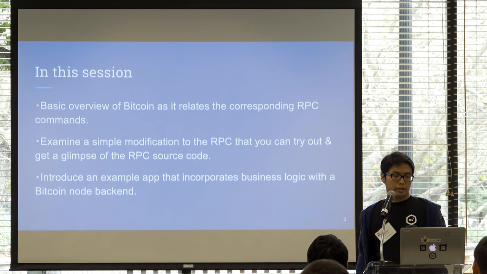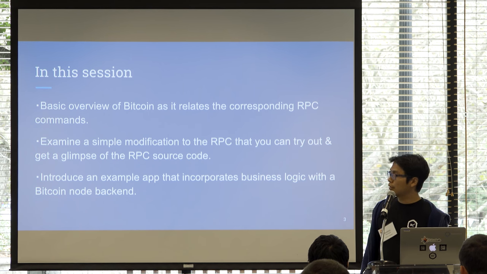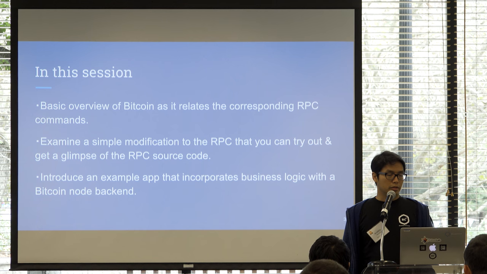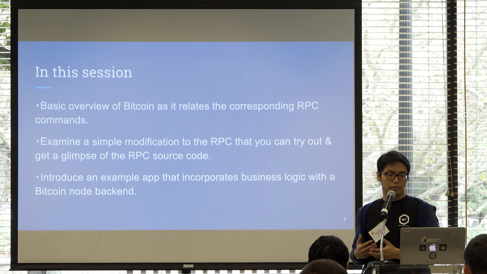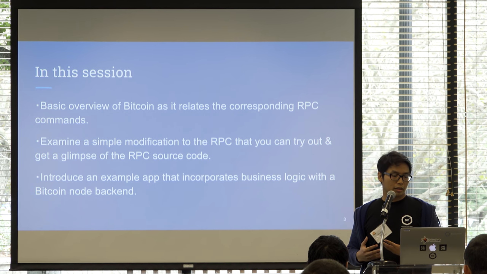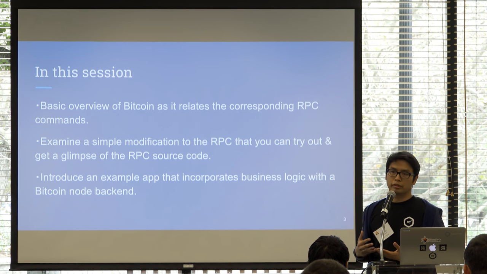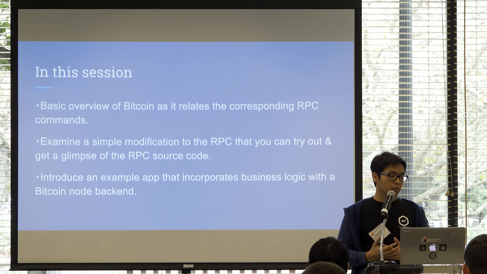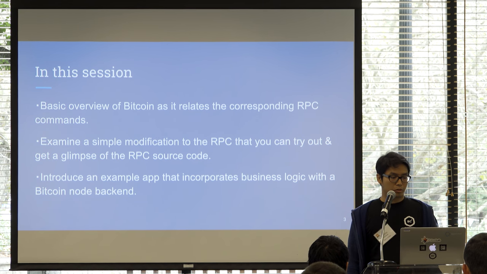This session is basically a basic overview of Bitcoin as it relates to the corresponding RPC. And then there's also an example of how to make a simple modification to the RPC. It gets you familiar with the RPC source code, even though maybe you don't plan to do this, or you don't want to mess around too much with the Bitcoin Core code. But you can at least learn something from learning more about the underlying source code.